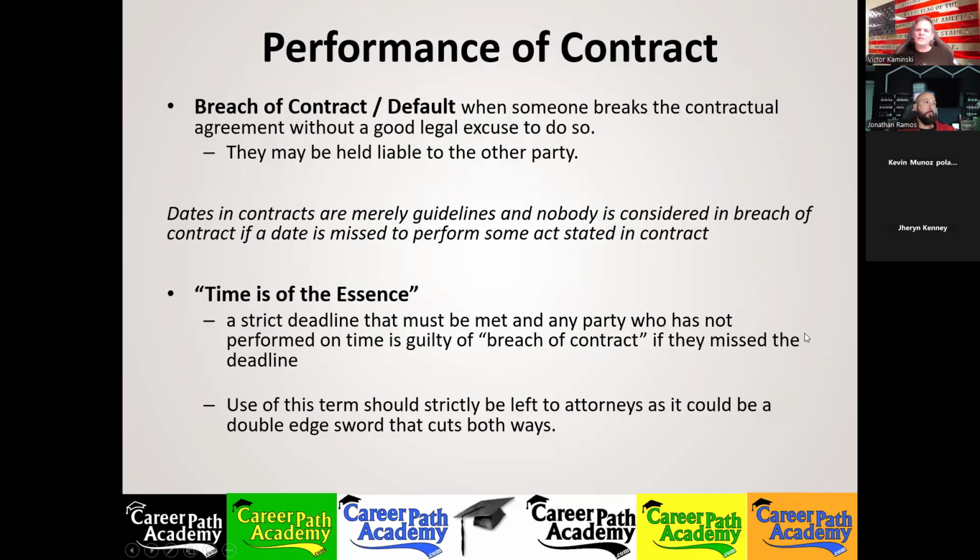So now let's talk about breach of contract and default. It's the same thing. You're in breach of contract or default when someone breaks the contractual agreements to the contract without having a good legal excuse to do so. They can be held liable to the other party.